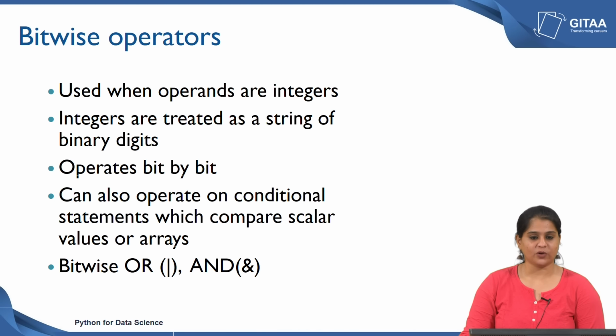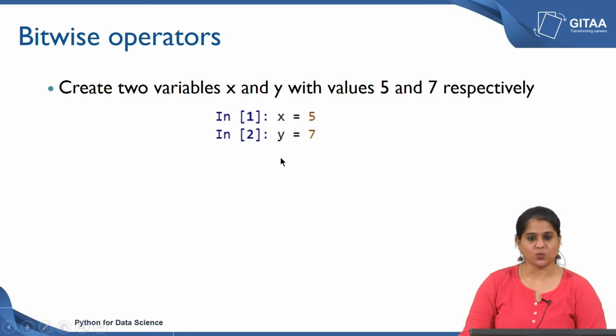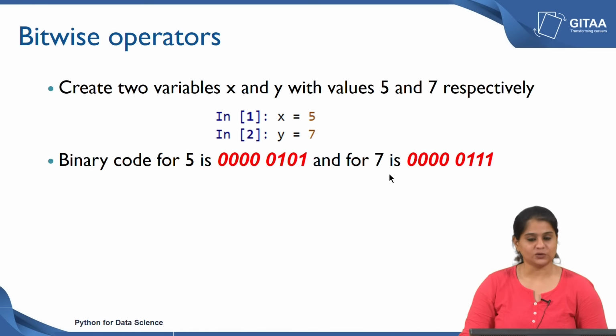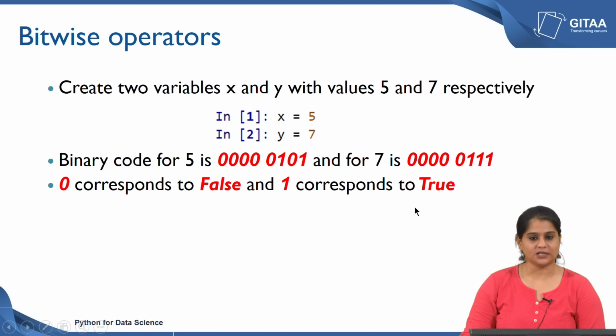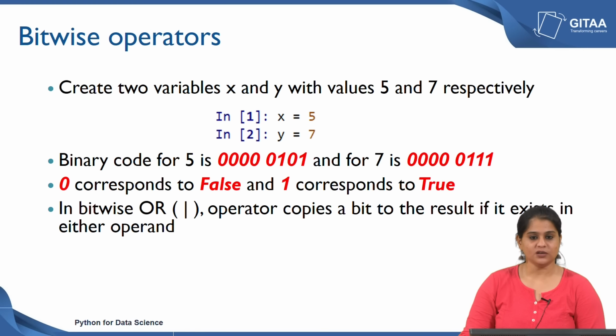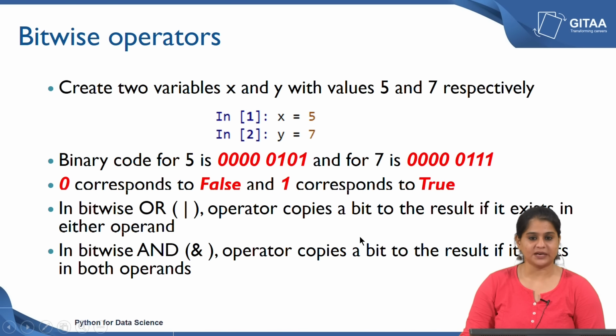Throughout the course we are going to be looking into two bitwise operators. The first is bitwise OR, which is represented by a pipe, and the second operator is the bitwise AND, represented by an ampersand. So, create two variables x and y with values 5 and 7. Now, these are the binary codes for 5 and 7, and we are going to be using these variables for our example. 0 corresponds to false and 1 corresponds to true, and in a bitwise OR, the operator will copy bit by bit of the result if it is there in either of the operands, but in a bitwise AND, the operator will copy the bit only if it exists across both the operands.